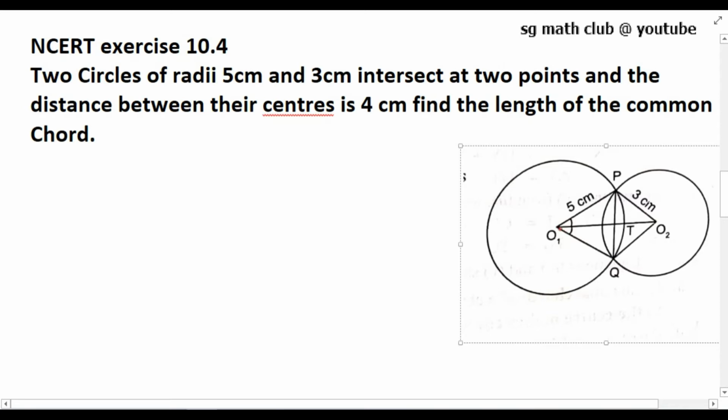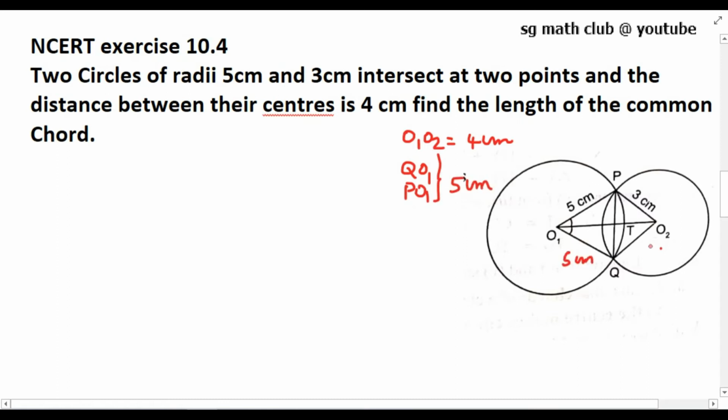We can see the distance between their centers. O1 and O2 are the centers of these two circles, and the distance between their centers, O1O2, is given as 4 centimeter. QO1 and PO1 are both 5 centimeter because they are radii of the circle. This is also 3 centimeter, the radius of the other circle.